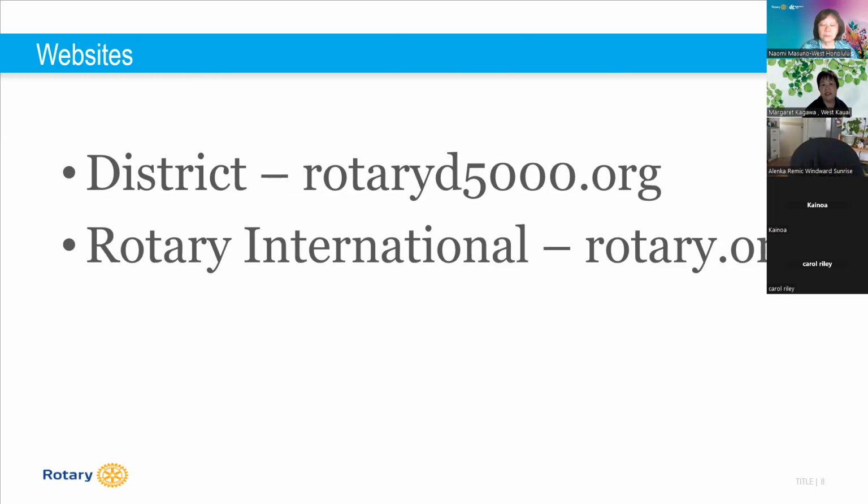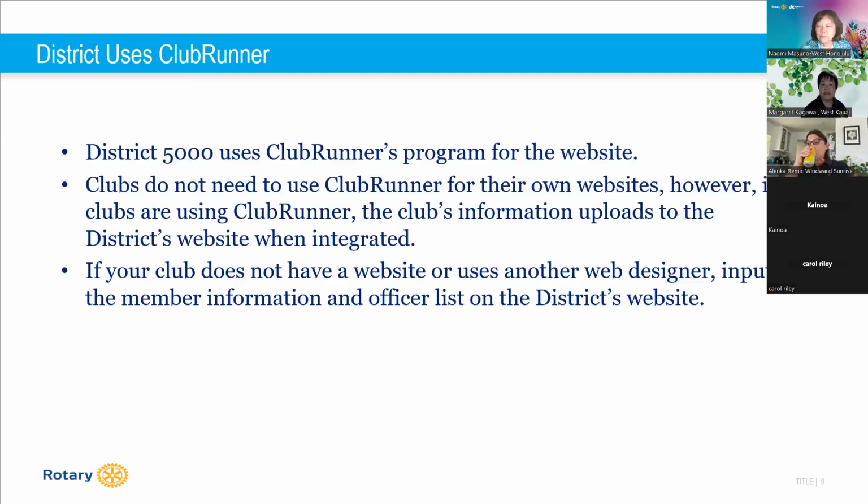Okay, so the two most important, essential websites for the district are rotaryd5000.org. And there's tons of information in there, and that's where you're going to access Club Runner, where you have to maintain all this membership data. Okay, and then the next biggest one is Rotary International. It's rotary.org. And you get all the information on what Rotary International does, the big picture.